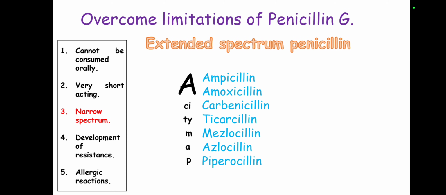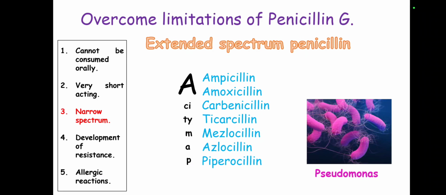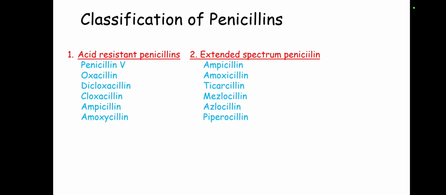Now one of the most dangerous gram negative bacteria is Pseudomonas. So against Pseudomonas, these drugs carbenicillin, ticarcillin, mezlocillin, azlocillin, and piperacillin, these 5 drugs are effective against Pseudomonas also. Ampicillin and amoxicillin are not effective against Pseudomonas. They are only effective against gram positive and some gram negative organisms, or basically the cocci. But the rest 5 drugs, that is the CT MAP drugs, they are effective against Pseudomonas also. So this is how we can solve this problem of narrow spectrum. These are the second class of penicillins.